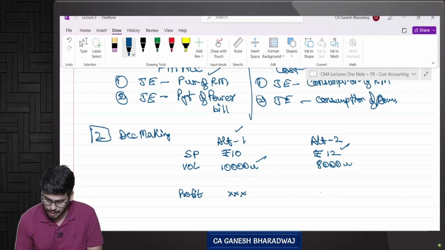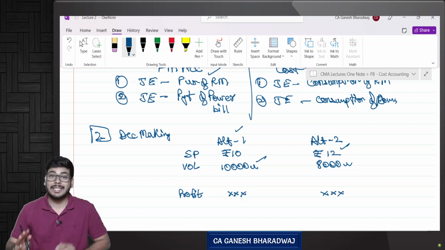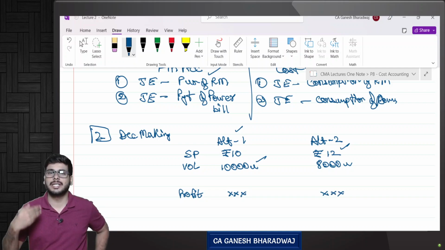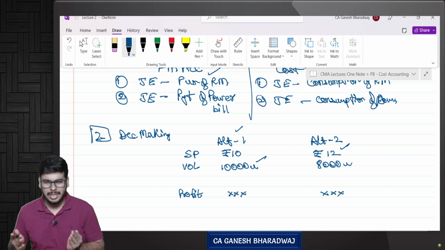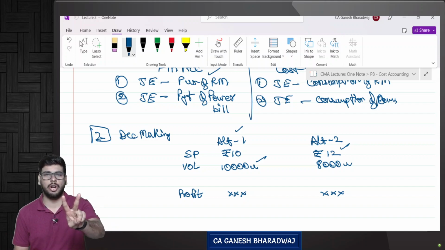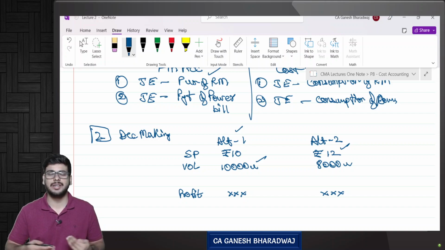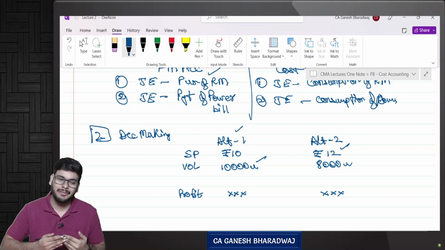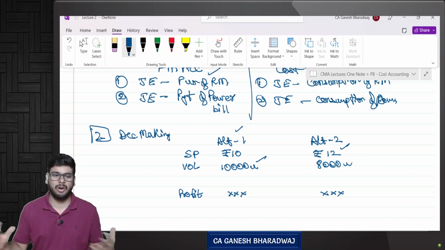Under alternative 1, under alternative 2, and they will go for that alternative that gives them the maximum profit. Now in this example, I just gave you two alternatives, but in a real life scenario, you might have more than two alternatives. Let's say they have 10 alternatives.